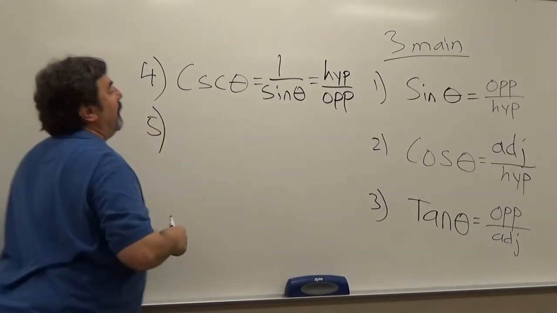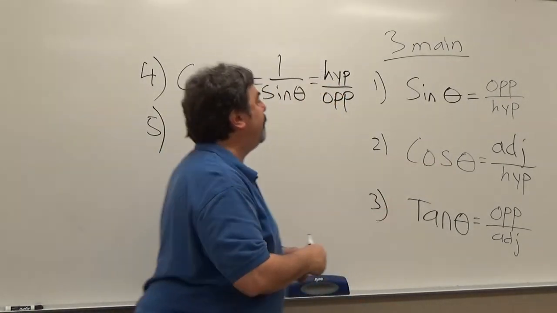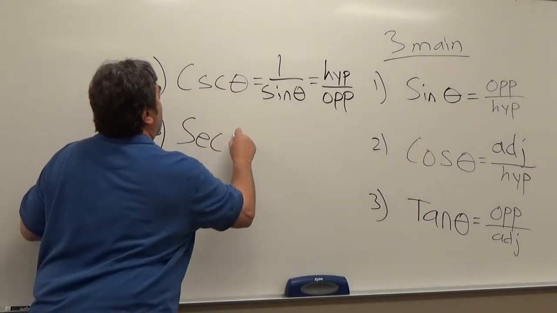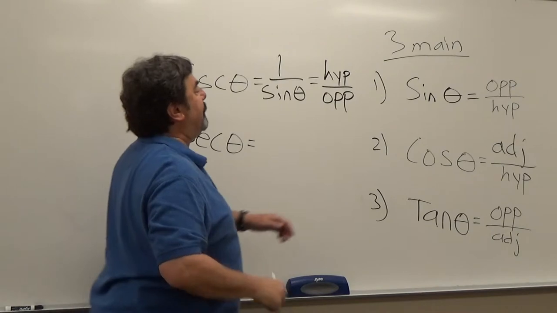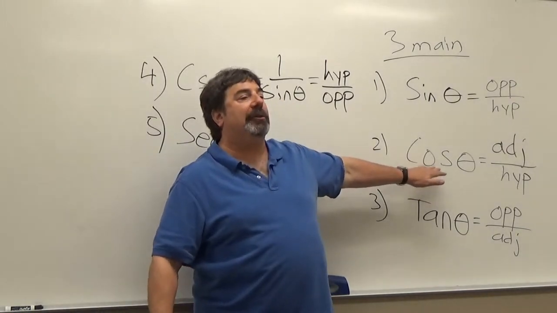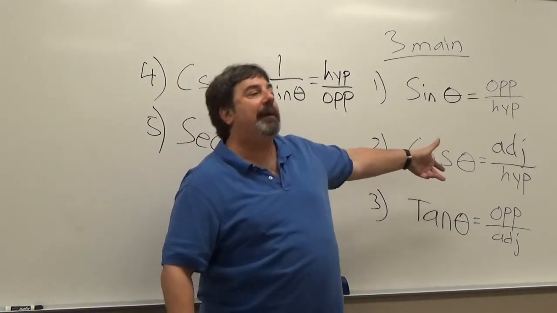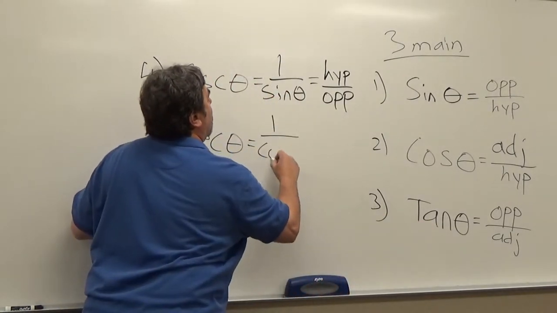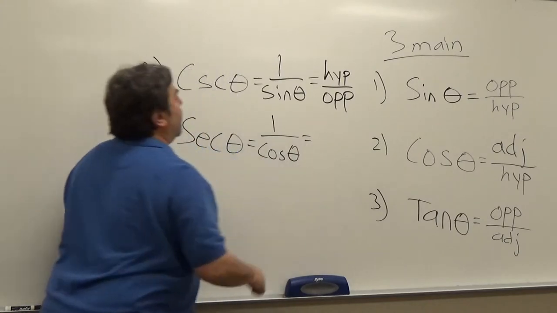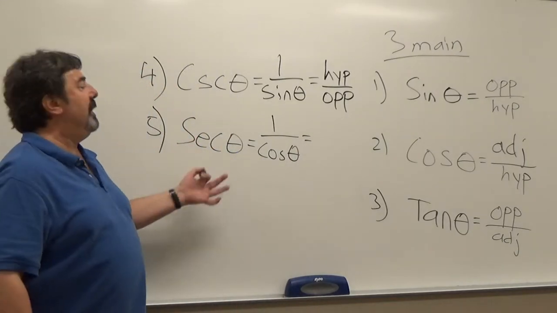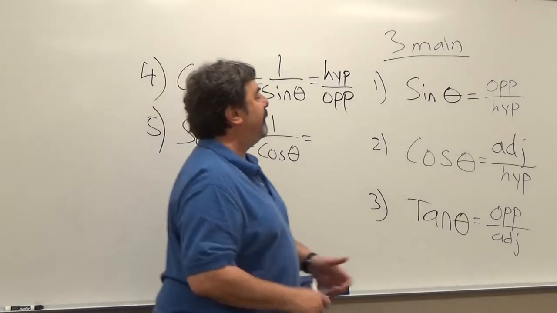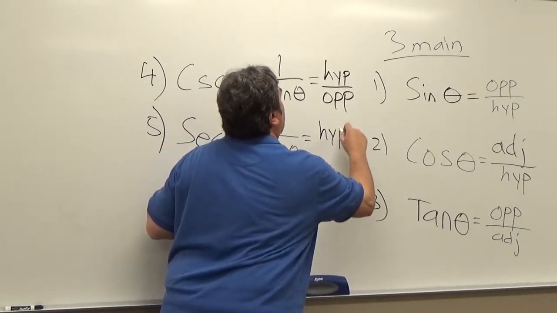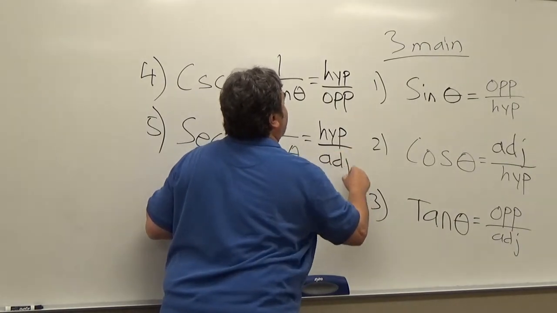The reciprocal of the cosine function is the secant function. Okay? So if we turn the cosine function into a fraction by putting it over 1 and we flip it, we get the reciprocal of the cosine is equal to the secant, and the definition of secant then will be the reciprocal of this definition, which will be the hypotenuse over the adjacent.